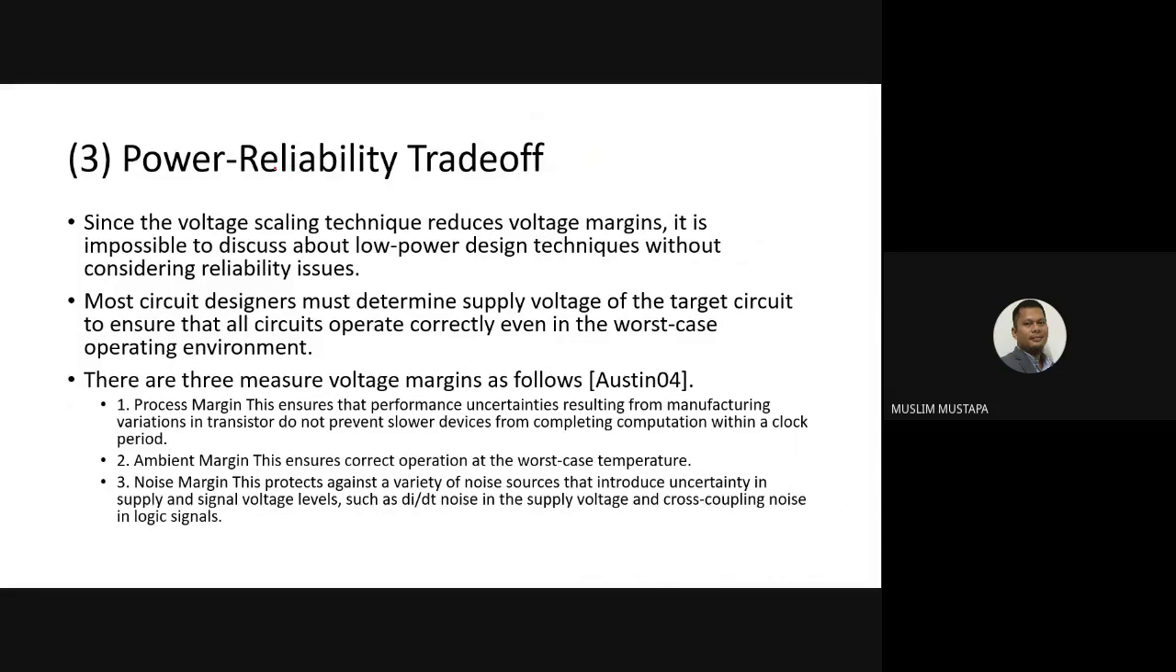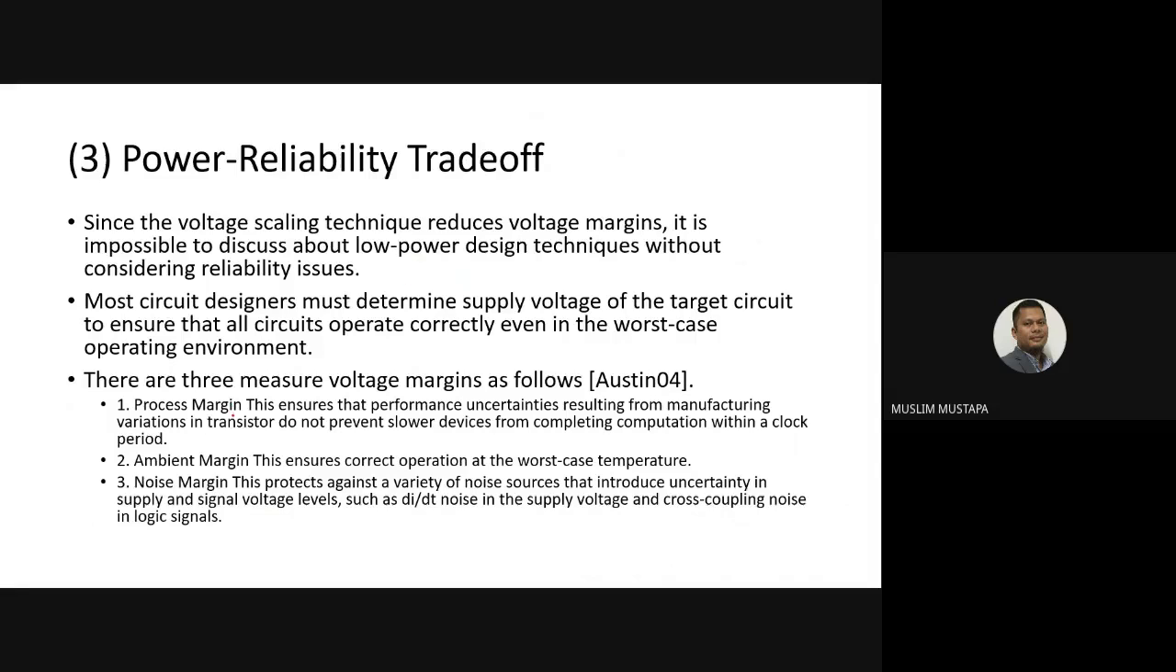All right, so the last one we want to talk about is the power reliability trade-off. Since voltage scaling techniques reduce voltage margins, it is impossible to discuss low power design techniques without considering reliability issues. Right, so when you lower down the voltage, like I said before, we have to make sure that it's still reliable, meaning that it won't disturb the functionality of the SoC. So we want to save power, we provide low voltage, but then it doesn't function as we want. We don't want that to happen. So that is the power reliability trade-off that we have to look into.